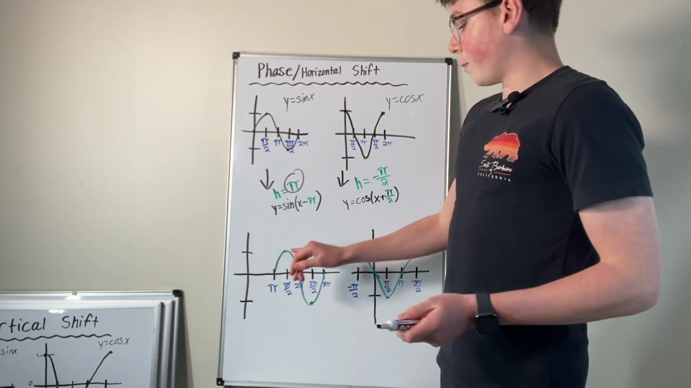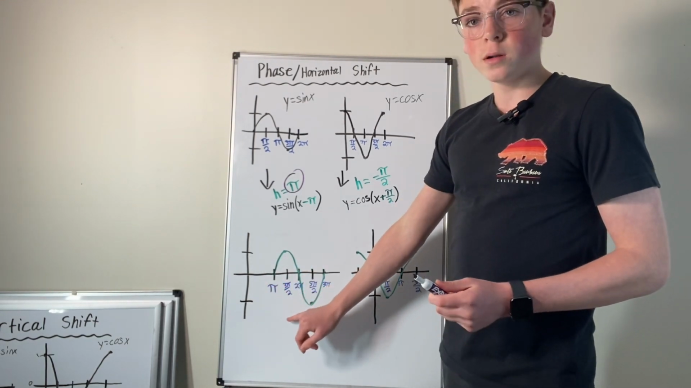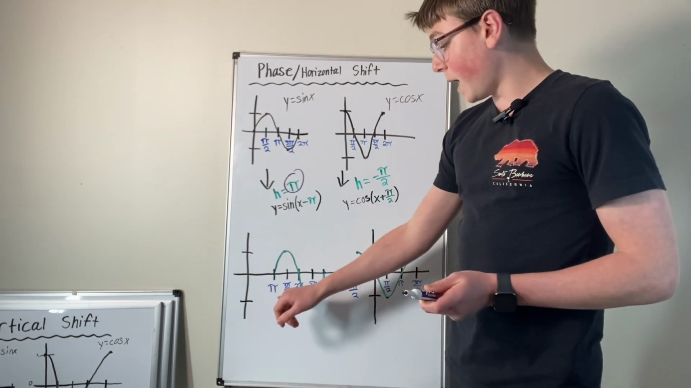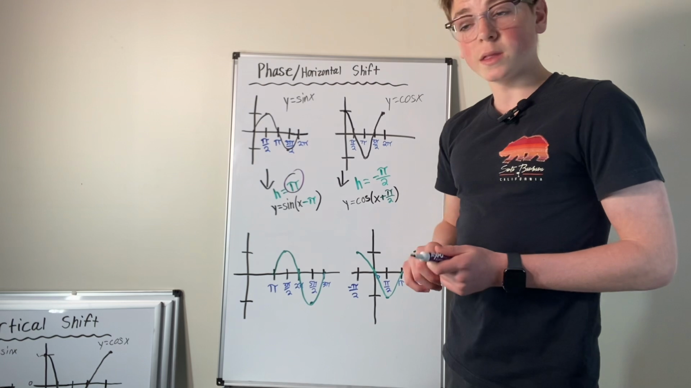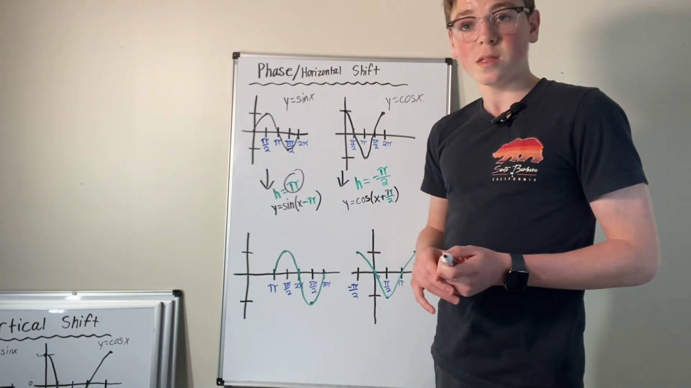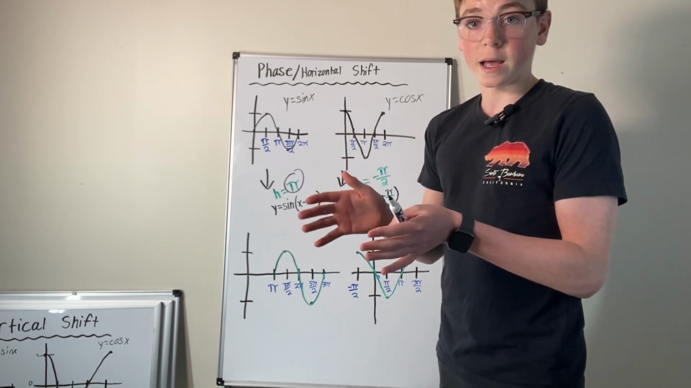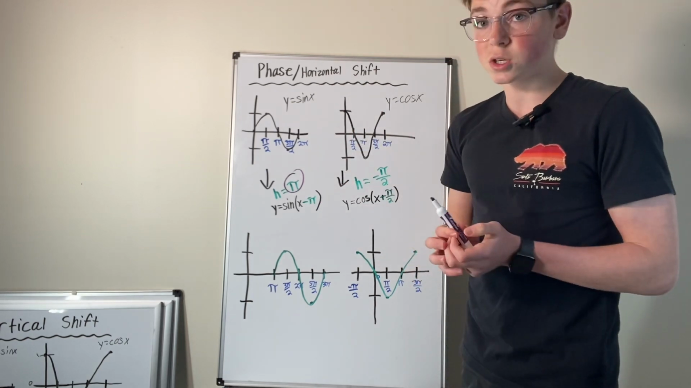So we have y equals sine x, but it's moved over where the starting point is now pi. So it's pi, then 3 pi over 2, then 2 pi, then 5 pi over 2, then 3 pi. All it does is shift over pi to the right. You shift it over h to the right.